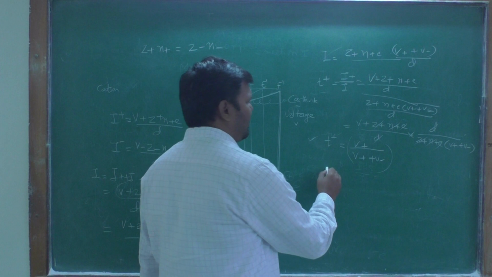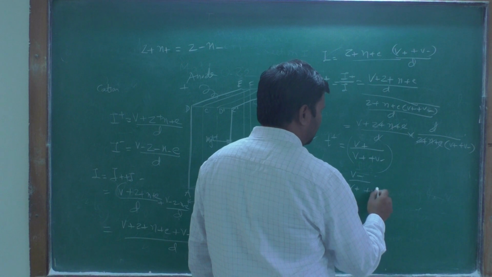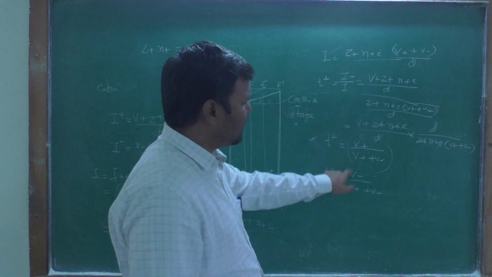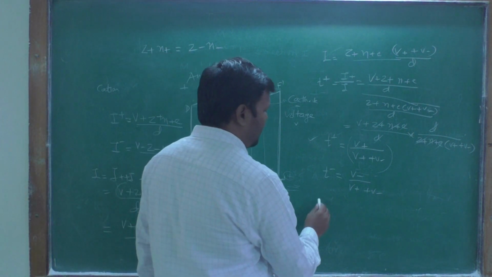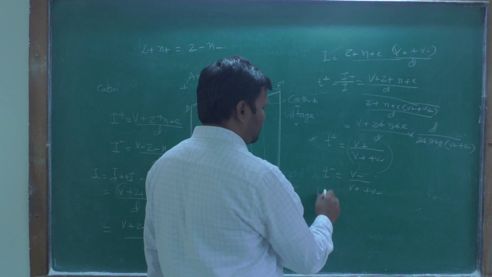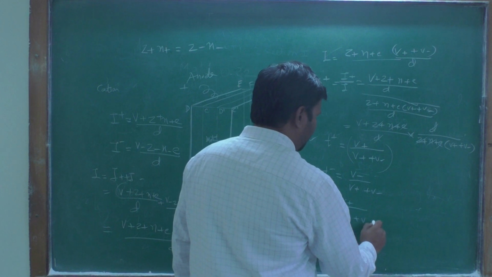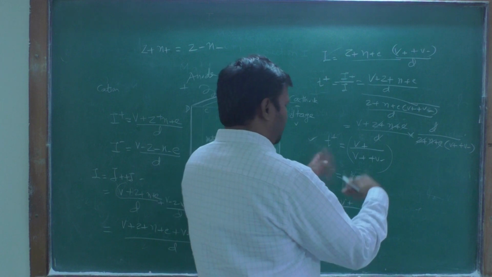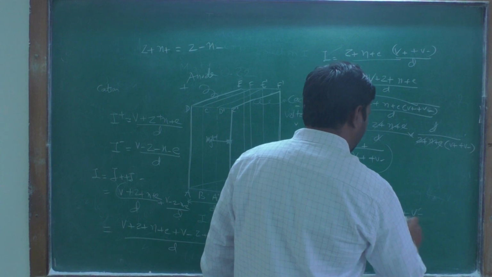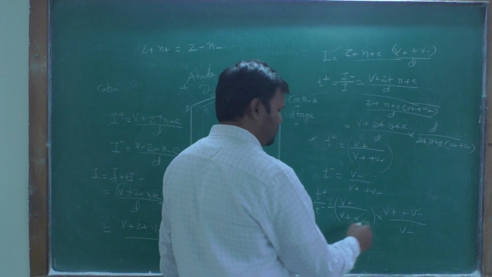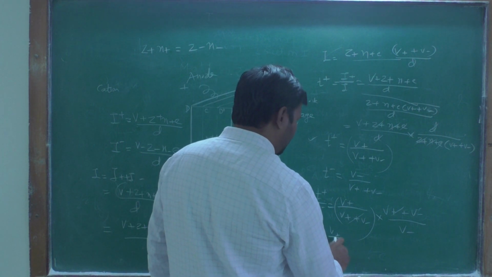Similarly, for t minus, the transference number of anions, is equal to V minus upon V plus plus V minus. This term does not change; only plus and minus are changed. Then we divide this equation by that equation. t plus upon t minus is equal to V plus upon V plus plus V minus, into the reverse, V plus plus V minus upon V minus. The same term cancels, therefore t plus upon t minus is equal to V plus upon V minus.